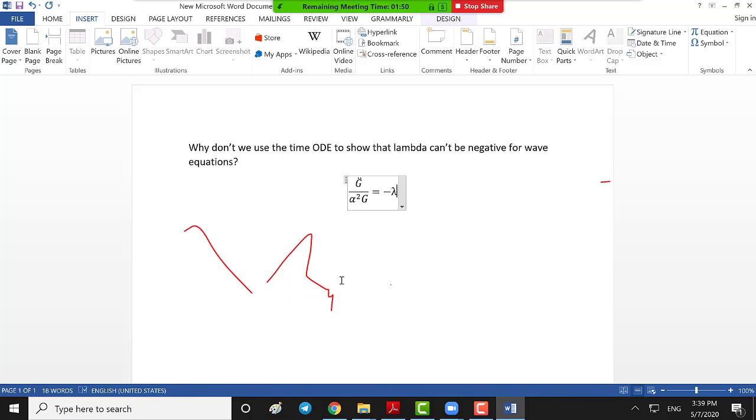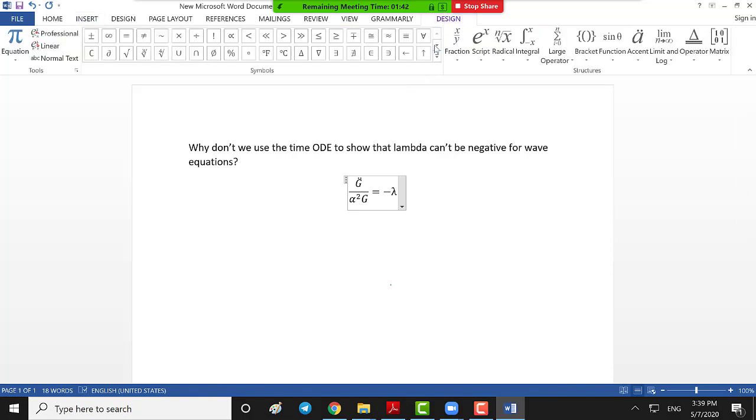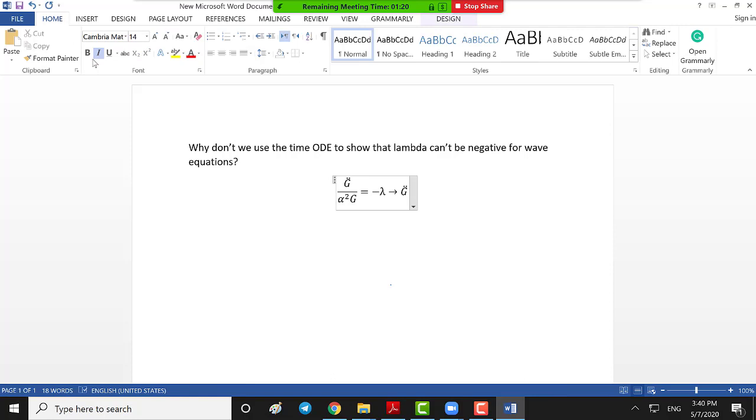So, can you clear this up, Vinay? Okay. Thank you. So, guys, you see this? Now, this is a very important question. That is why I'm elaborating on it. Now, imagine that we are trying to use the time ODE to show that lambda can't be negative. Let's see what happens. This is actually equal to G double prime plus alpha squared lambda G equal to 0. Now, Muhammad, what can we do here?